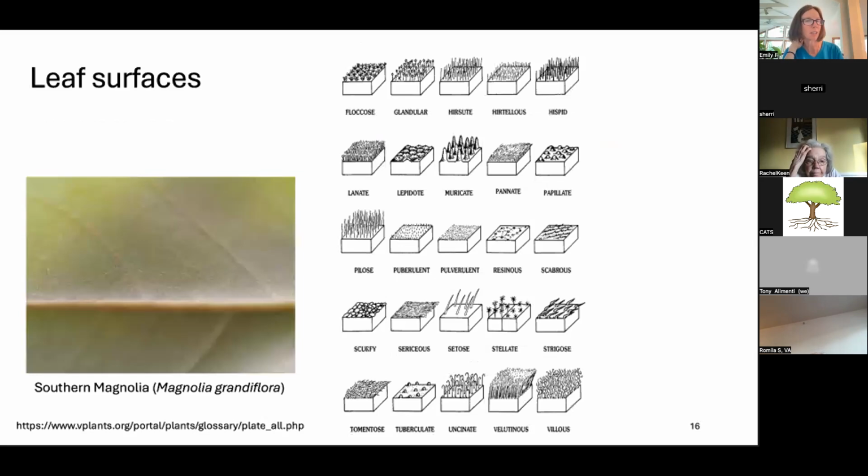And then finally, leaf surfaces. And there are lots of different surfaces. And I even tried to take a picture of the leaf underside of the southern magnolia so that you could see the hairiness underneath this leaf. I don't know if it came out very well. But do you see that something's missing here?